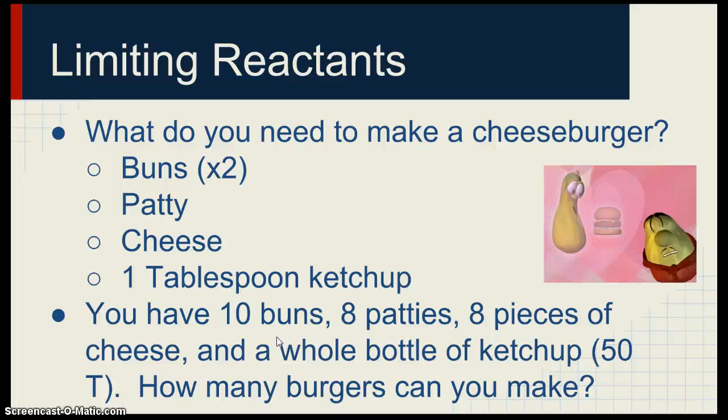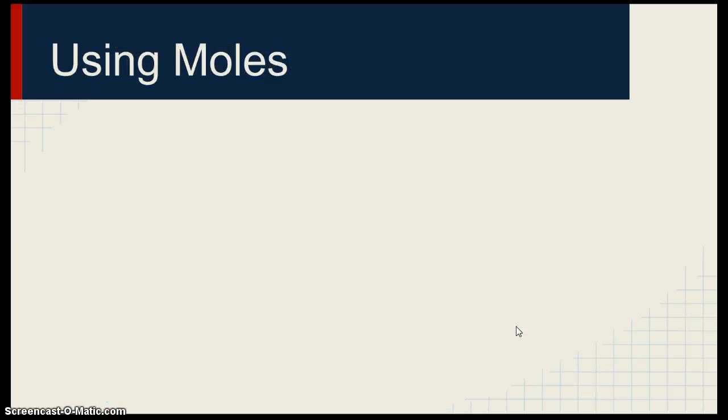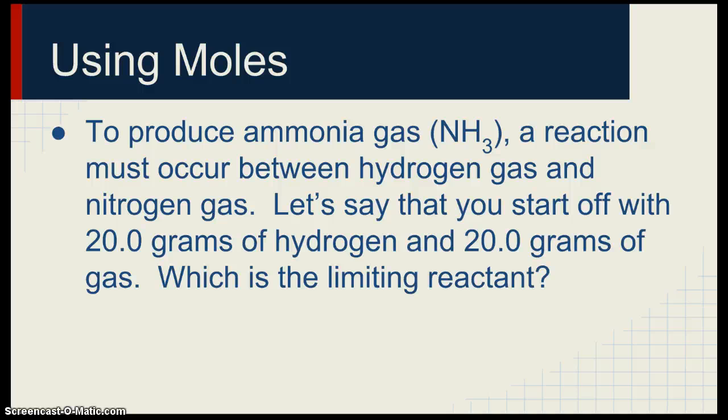But in chemistry, we're not talking about these buns, patties, pieces of cheese. We're talking about compounds and chemicals. And since this is stoichiometry, we're not going to be talking about numbers like buns and patties and pieces. We're going to convert it all into, that's right, moles. Moles.